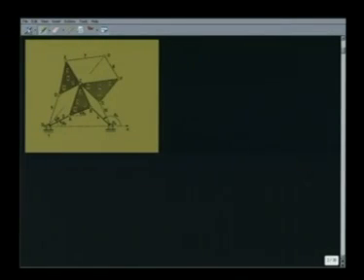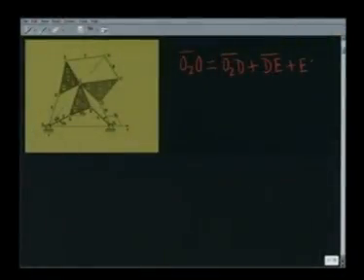Here, as we see, the vector O2O, we can write as vector O2D plus vector DE plus vector EO. One has to note that in this particular mechanism, O2ACD, this is a parallelogram.